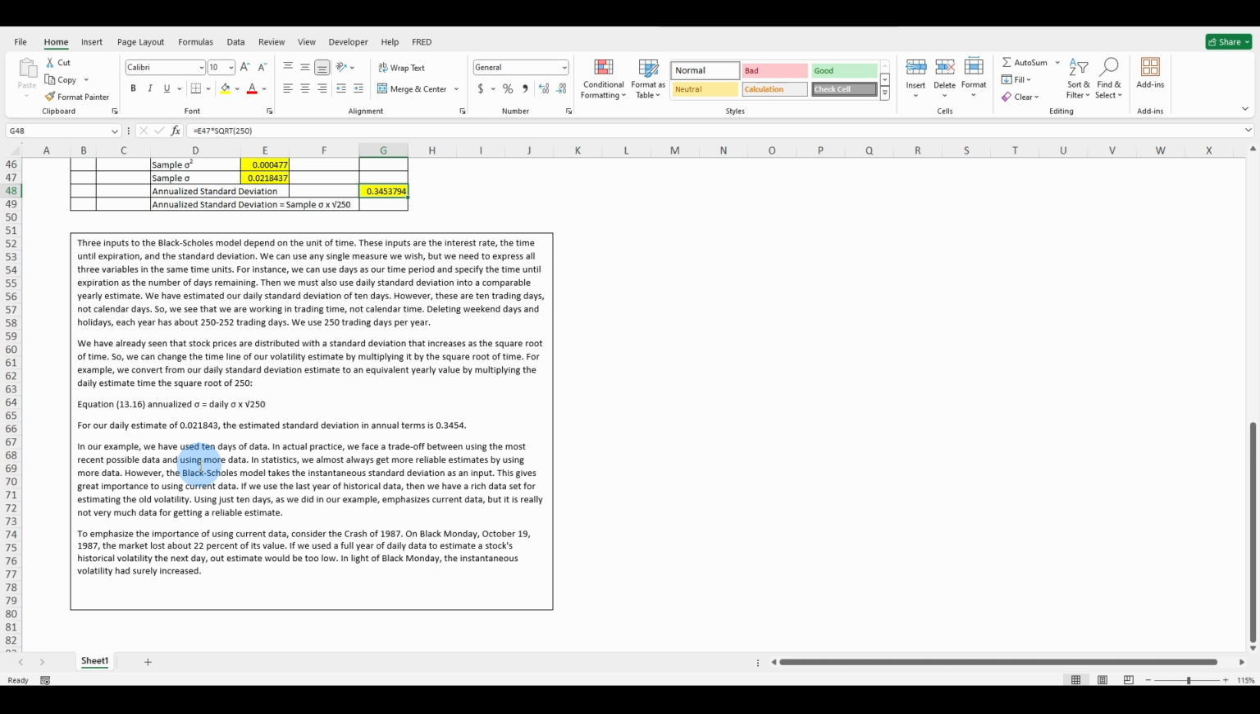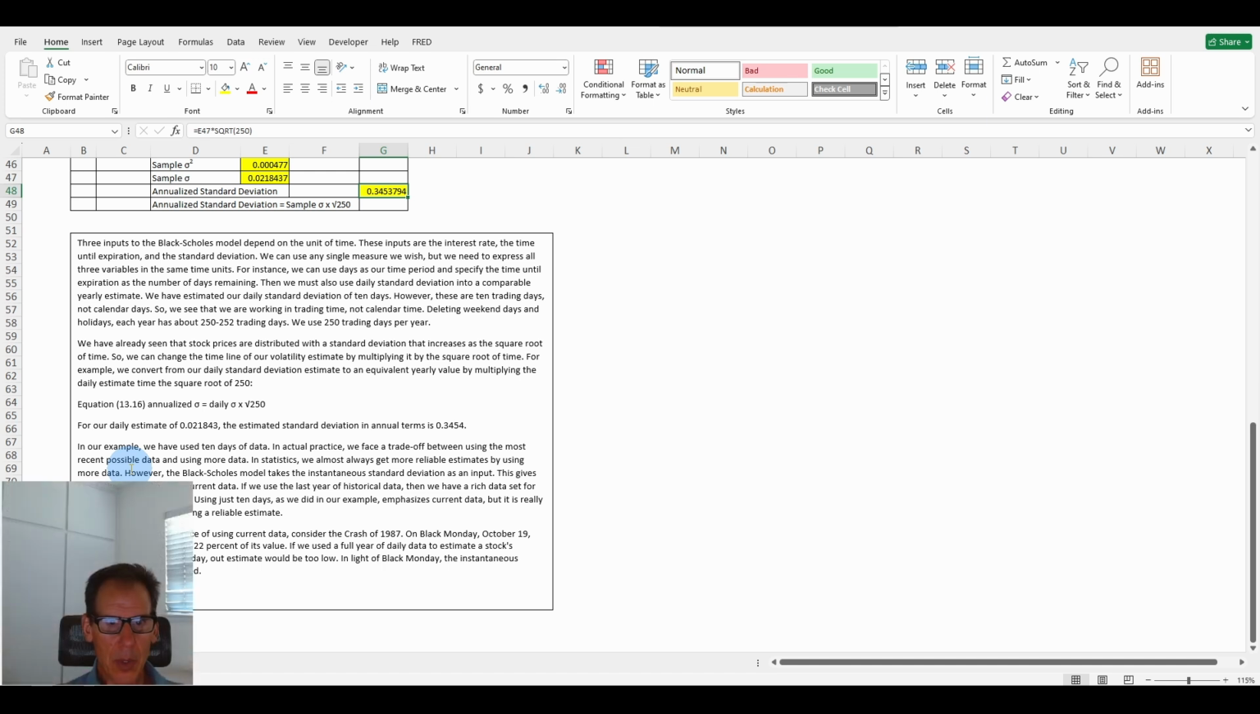In actual practice, we face a trade-off between using the most recent possible data and using more data. In statistics, we always get more reliable estimates by using more data. However, the Black-Scholes model takes the instantaneous standard deviation as an input. This gives great importance to using current data. If we use the last year of historical data, then we have a rich data set for estimating the old volatility. Using just 10 days, as we did in our example, emphasizes current data, but it is really not very much data for getting a reliable estimate.